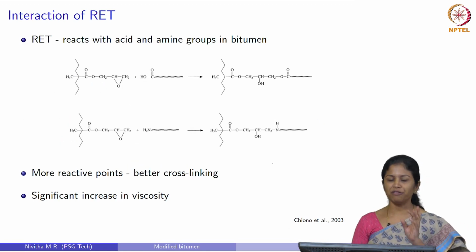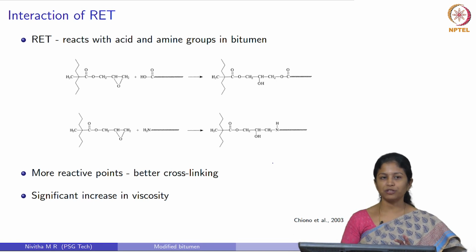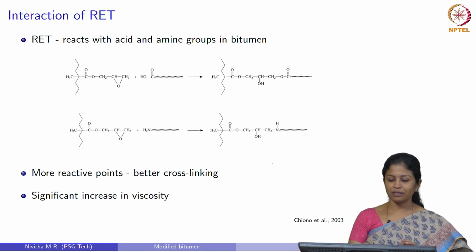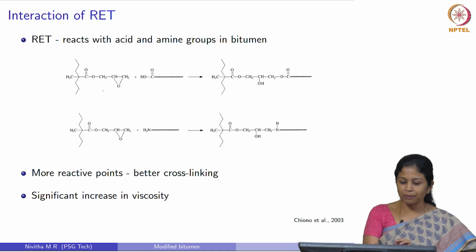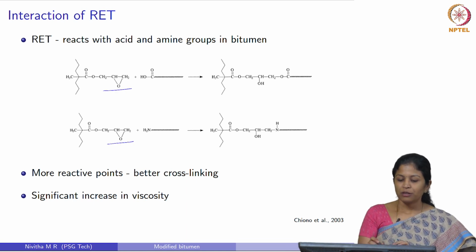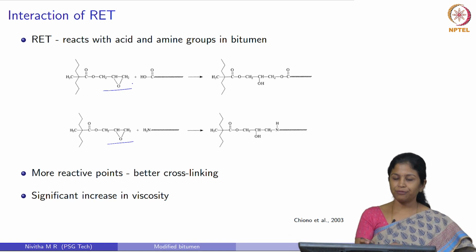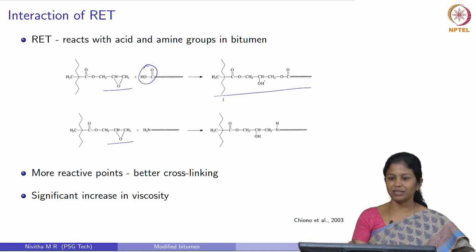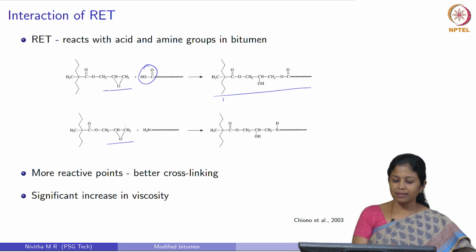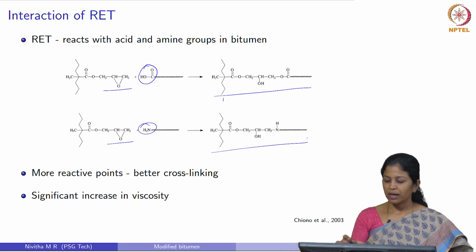Now, let us look into some of the hypothetical reactions which were proposed for the reactive ethylene terpolymer with bitumen. So, we can see here this is a glycidyl methacrylate. This is a study by Kiono et al. They have said that when this reactive ethylene terpolymer is added to bitumen, it has a higher tendency to react with the carboxylic acid groups which is present in bitumen to form a chemical crosslink, something like this which is given here. Similarly, this can also react with the amine groups. We know NH2 is amine. So, it can also react with the amine groups which is present in bitumen to form something like this.